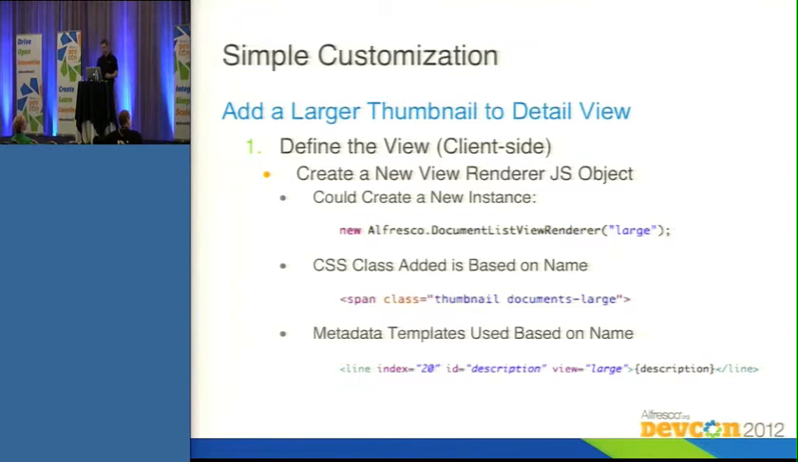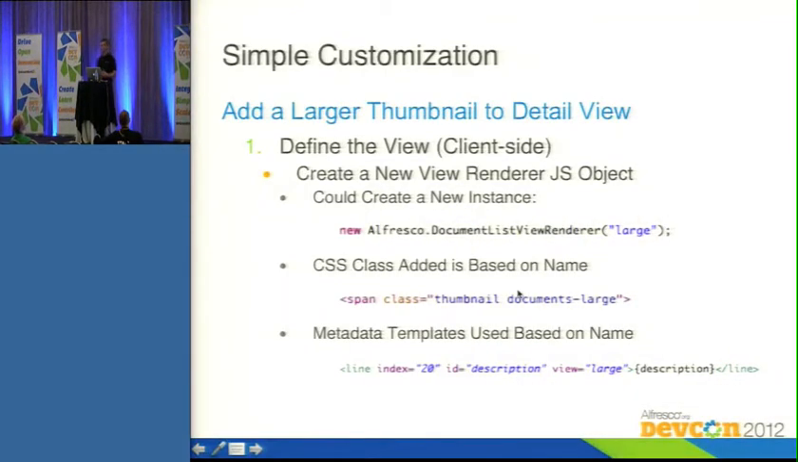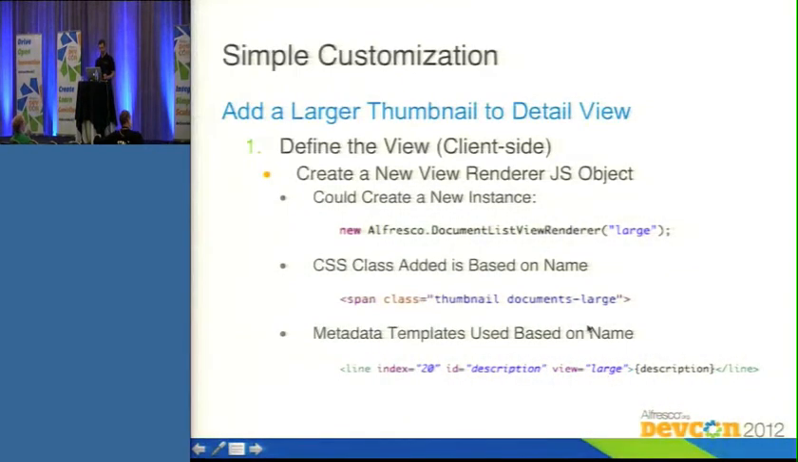Because the CSS class that is added, you guys can't see that. There we go. The CSS class added here, documents-large, is based on this name that we define in this constructor. And the metadata templates that are configurable, again, by the repository administrator, are also pulled based on that large name. And this is, in fact, how the simple versus detailed view works now. The base implementation of the document list view renderer is the detailed view, and the simple view is simply another instance of that with a different name of simple.